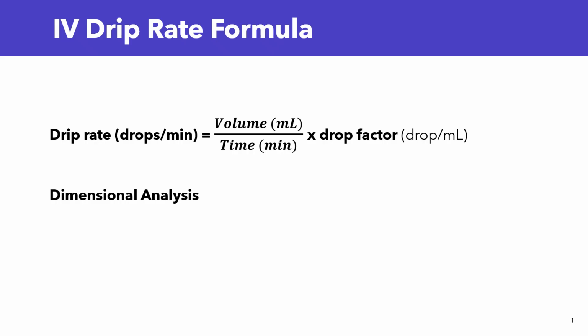The second method is dimensional analysis. How it works is you're going to set it up in such a way that all the unwanted units cancel out and you're left with just the desired unit. In this case, the desired unit is drops per minute. If you want to learn more about dimensional analysis, I have a video specifically on it and I'll link it in the description box.